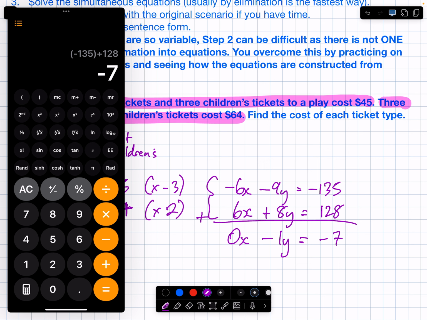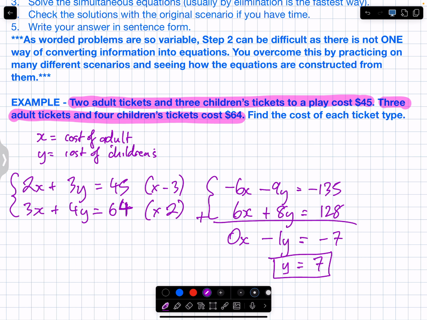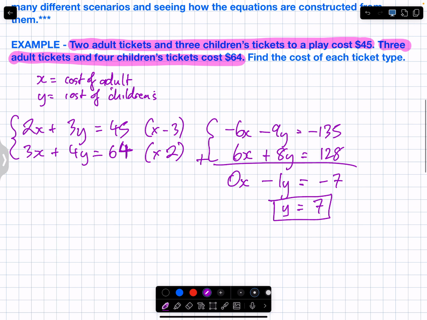Any thoughts? 7. Yep. If you don't like that explanation, what's the opposite of timesing by -1? Dividing by -1. Divide both sides by -1, you'll also get 7. Is that the solution? Or is there something I'm still looking for? I need to put it into the other one, and put it into the easier looking one. 2 and 3 are smaller numbers than 3 and 4, so I'll put it in there.